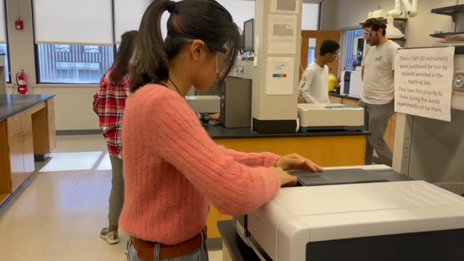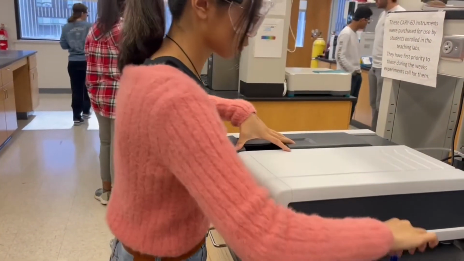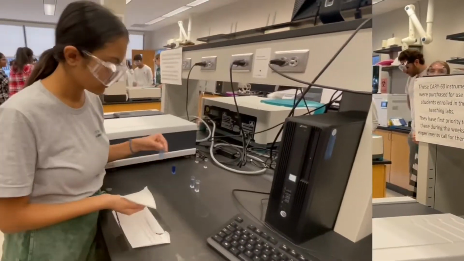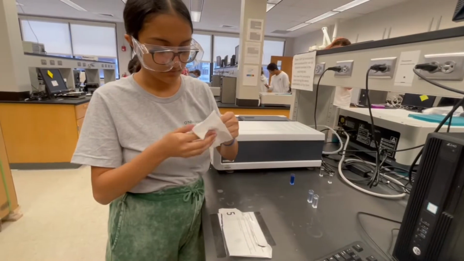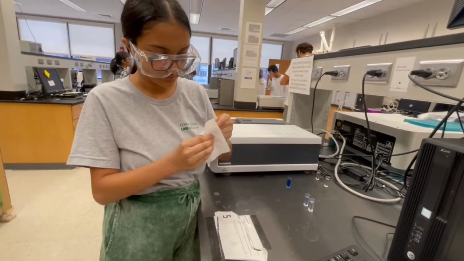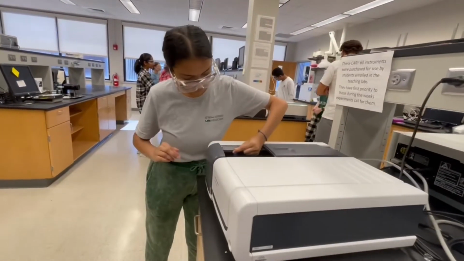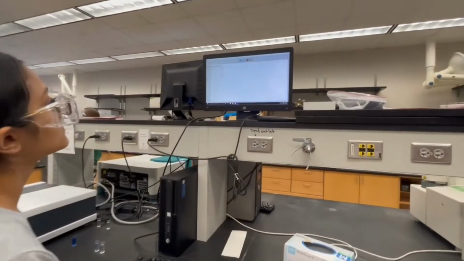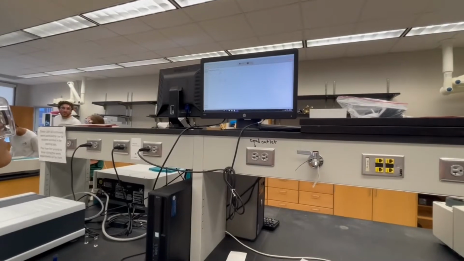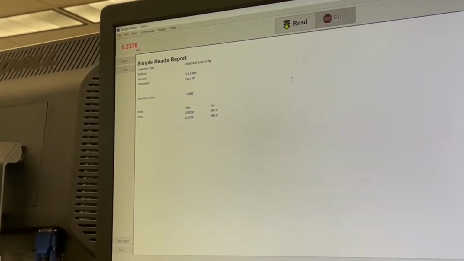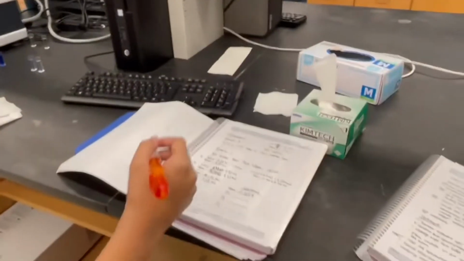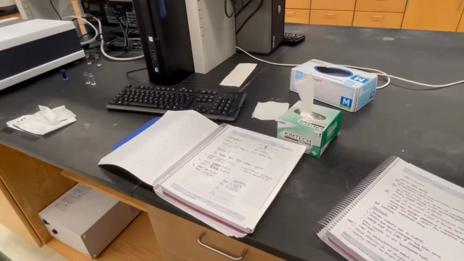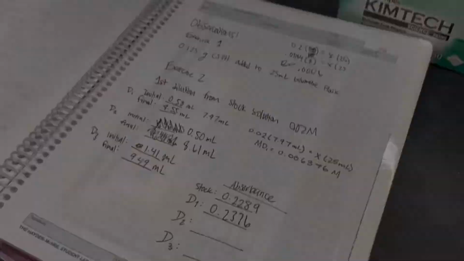Here Nisa is removing the cuvette and closing the door. Here Palak is scanning the absorbance of the sample. Here you can see that Palak is recording the absorbance of the sample in the notebook.